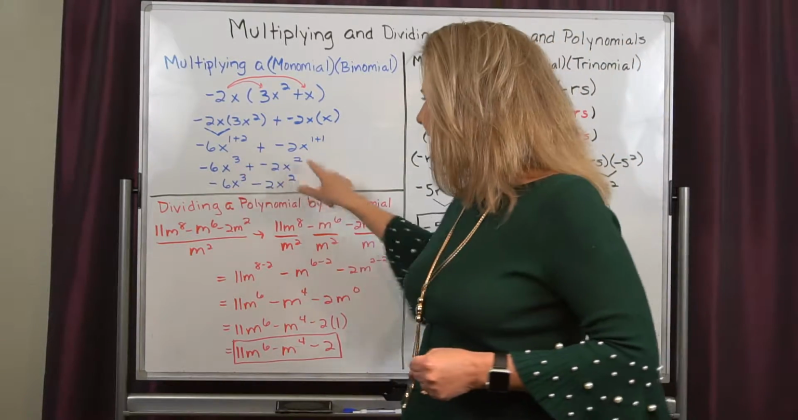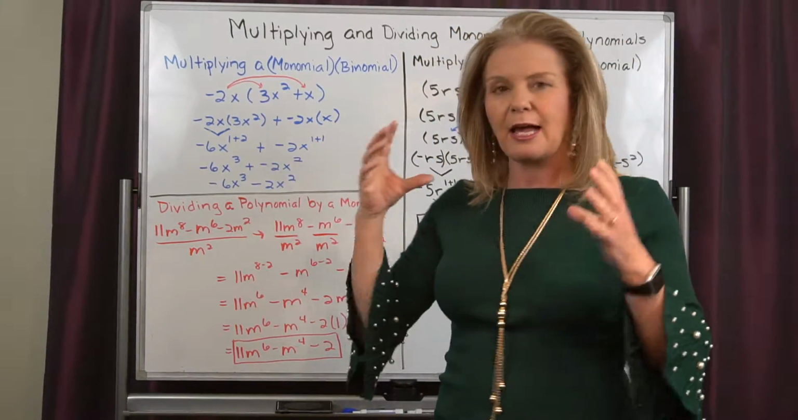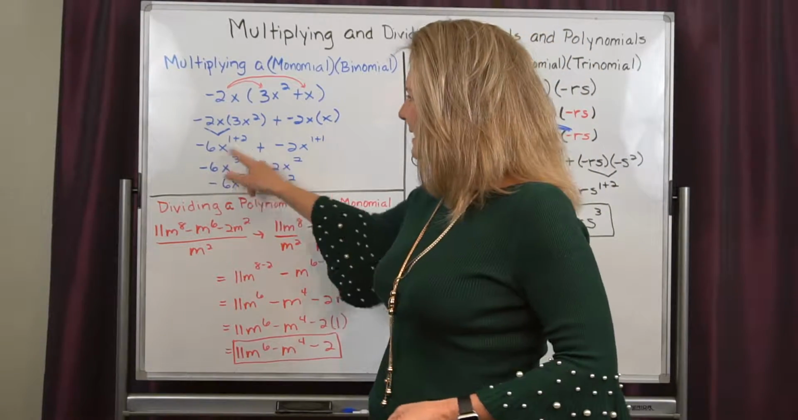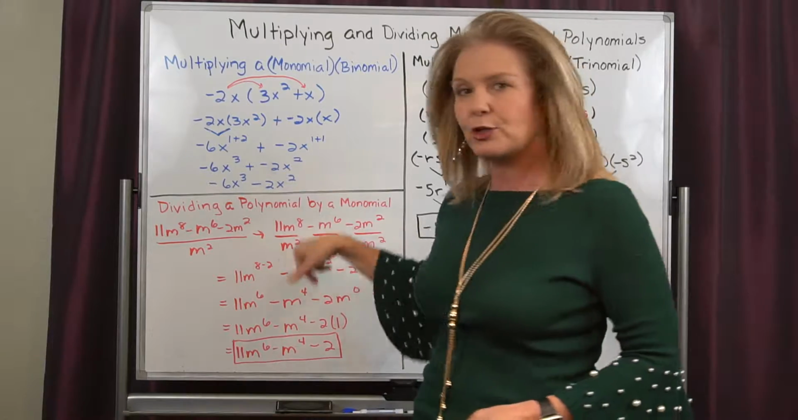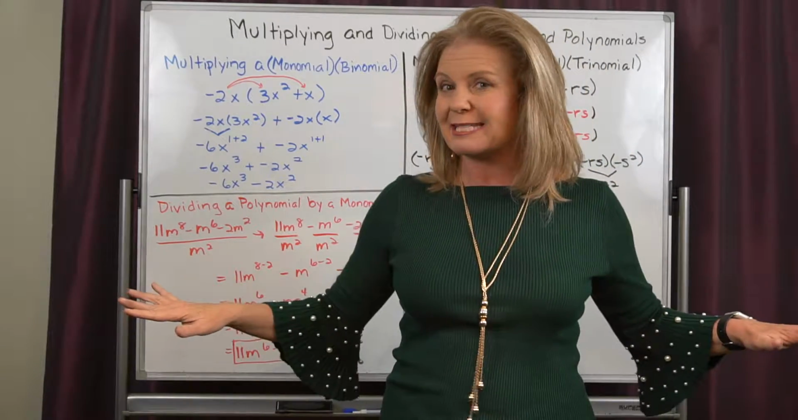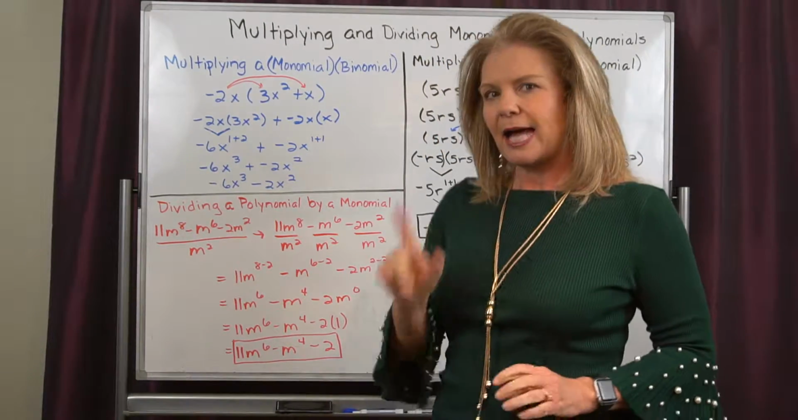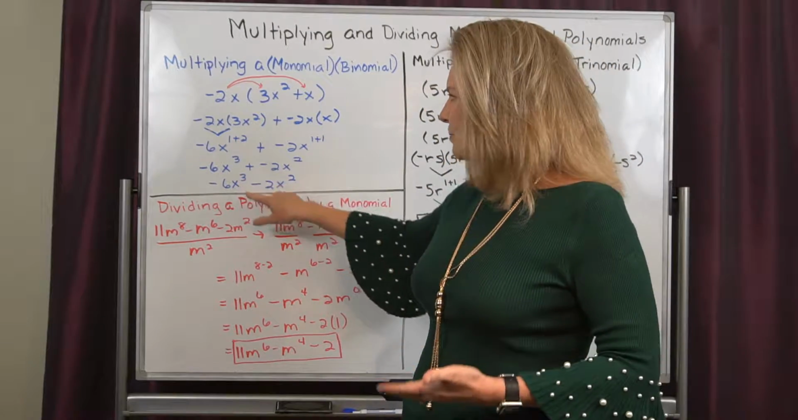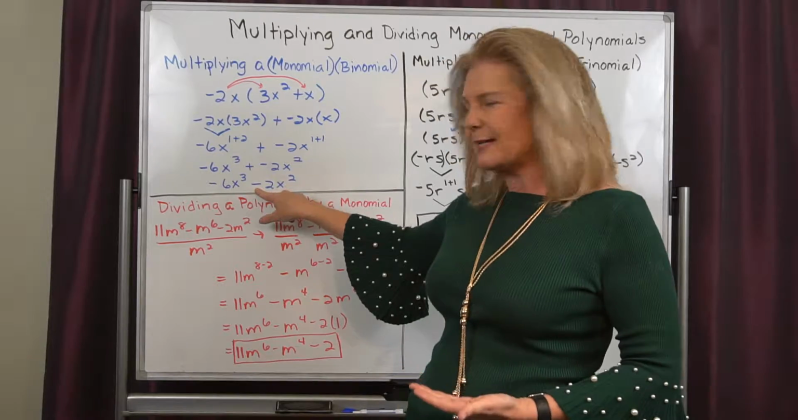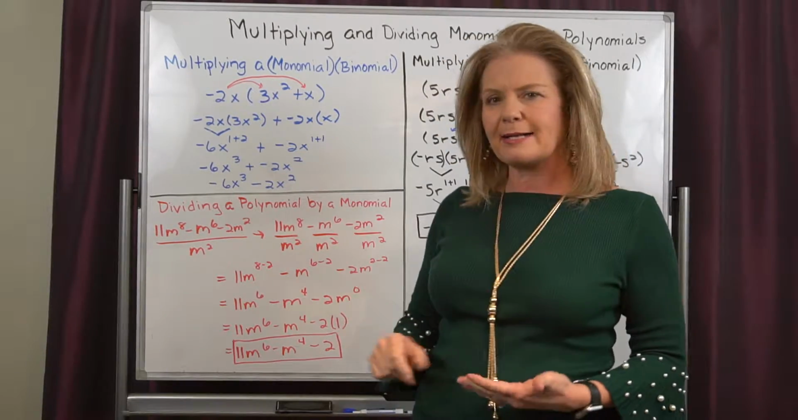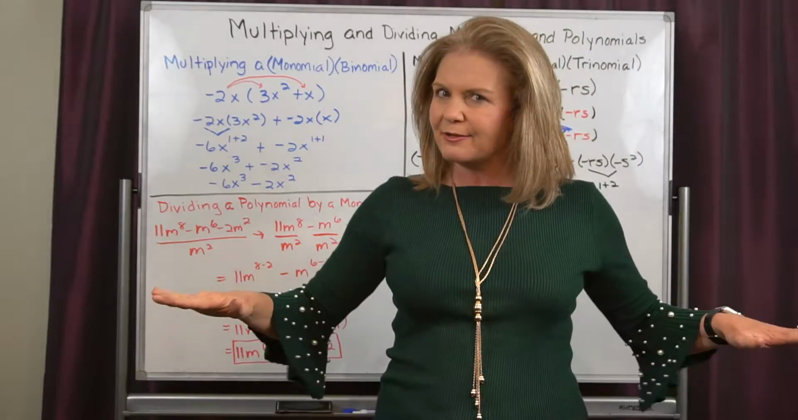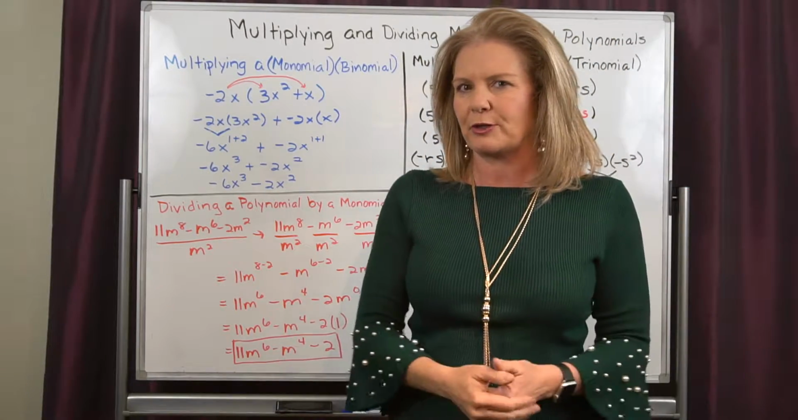Now, remember, these are two different terms, and I cannot pull those x's together because this has a degree of 3 and this has a degree of 2. So they have to remain separate. So in the end, I would rewrite my final answer as negative 6x cubed, change that plus back to a minus, change that negative back to a positive, 2x squared. So nothing different, we're just applying what you've learned before.